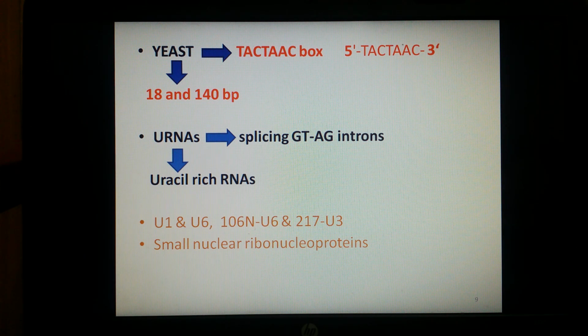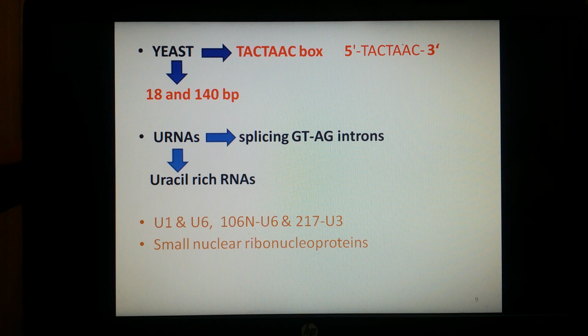Next you have uRNAs. uRNAs are involved in splicing of GT-AG introns, and these are a special type of RNA molecules involved in intron splicing. This U means that these are uracil-rich RNAs, and their other name is small nuclear RNAs, abbreviated as snRNAs. There are different numbers of uRNAs in vertebrate nuclei, and the most abundant of them are U1 to U6, and these uRNAs are quite short.